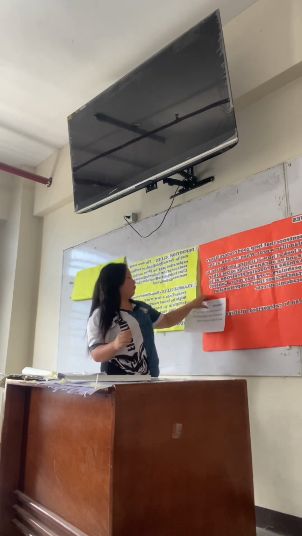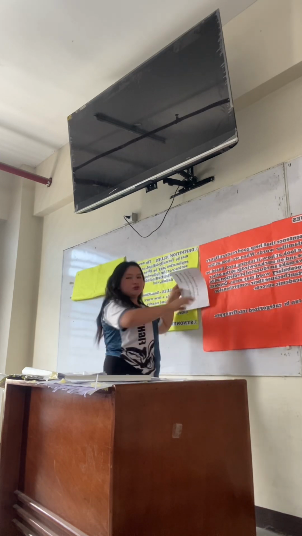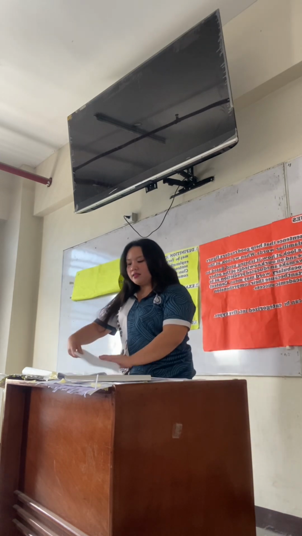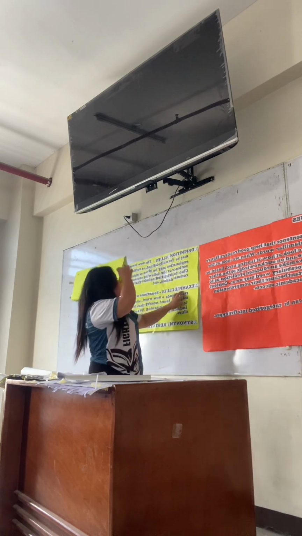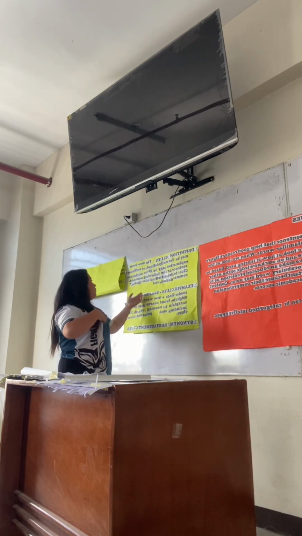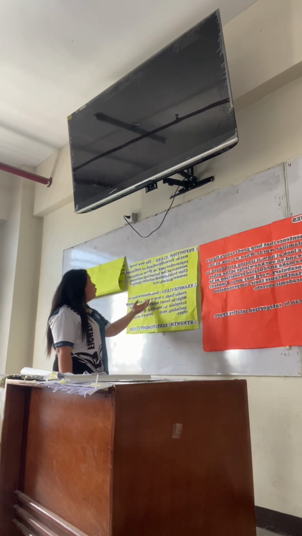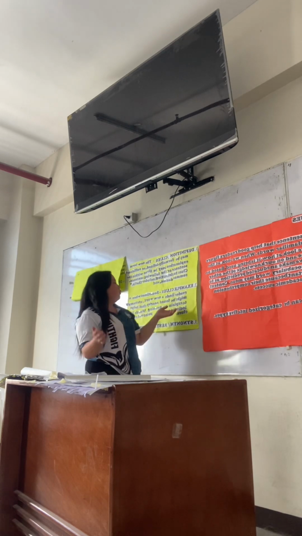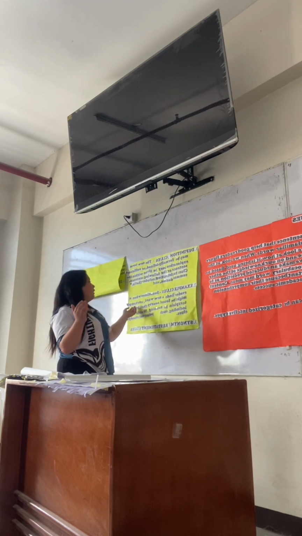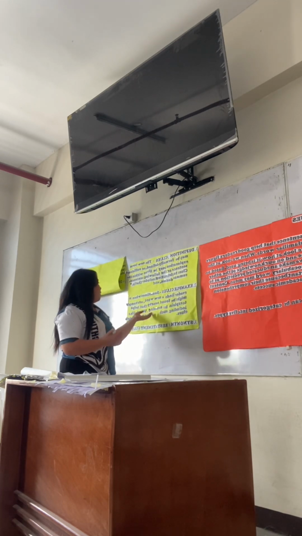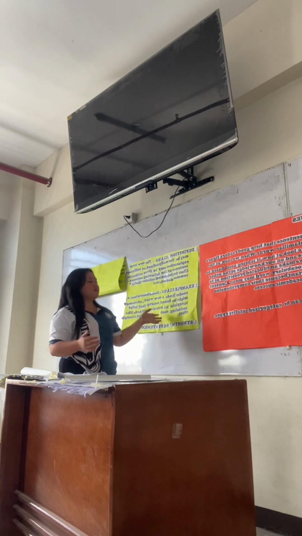Let us proceed to number 2. Example clues. Sometimes when a reader finds a new word, an example might be found nearby that helps to explain its meaning. Words like "including" and "such as" signal examples.